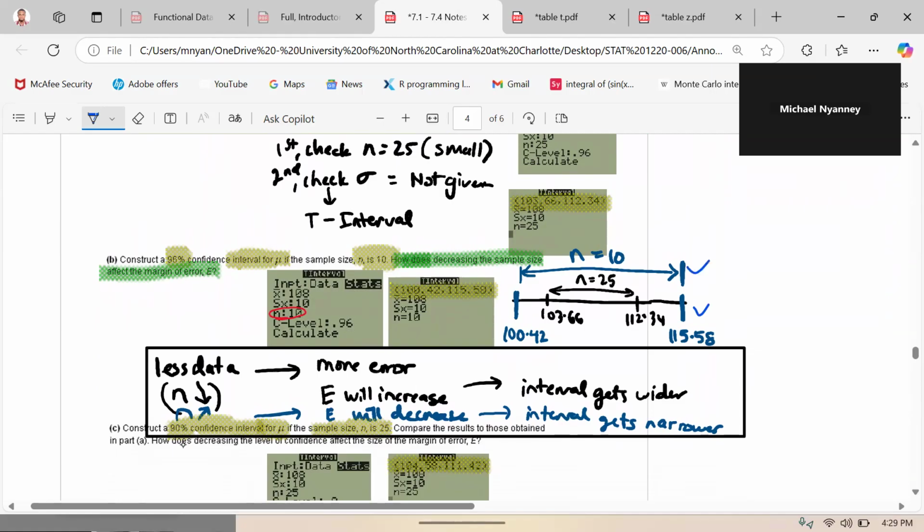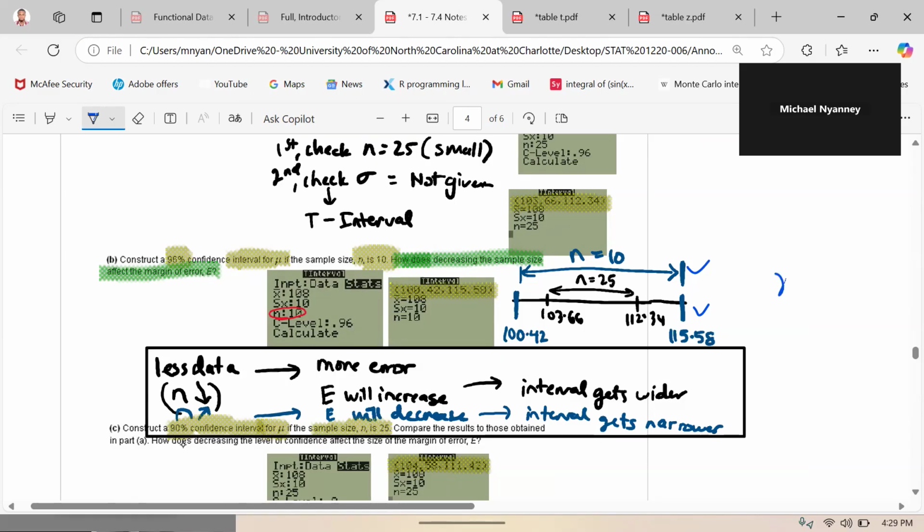So if you have more data, then we reduce the error. That's the information. If your n is large, you reduce what? Your error. If you have less data, then your error will increase. But if you have more data, your error will actually decrease.